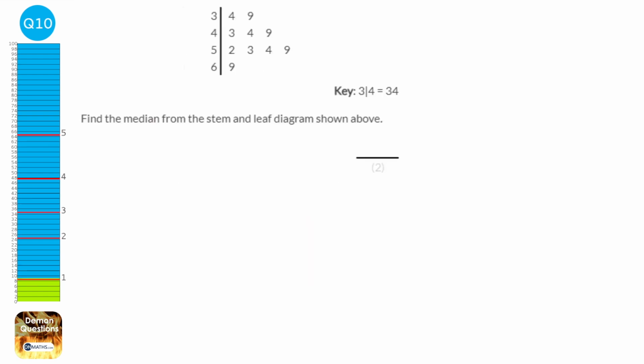Median means middle of an ordered list. Now, when numbers are put in a stem and leaf diagram, it means by default they are in order. So we're going to cross out the smallest and largest number. So the smallest number is the 4 here. Well, actually that represents 34. The largest is this 69 up here.